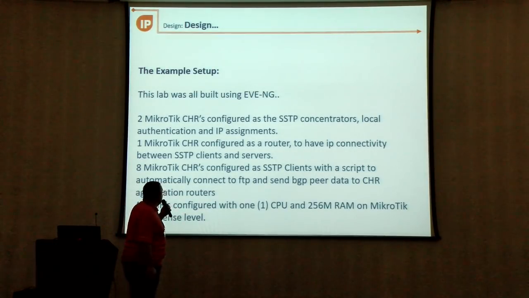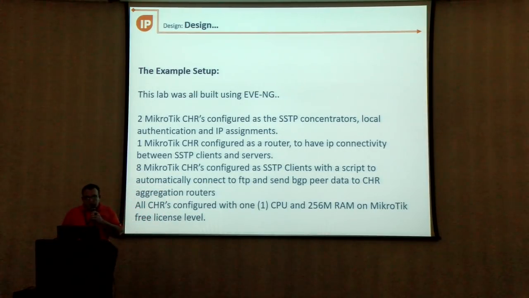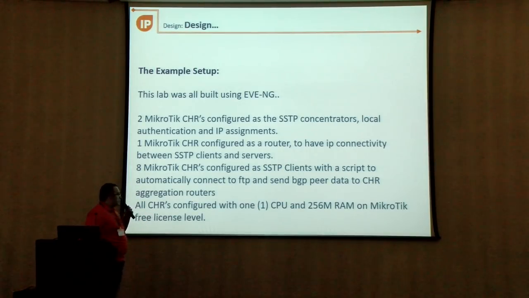The example setup is done in EVE-NG. Two MikroTik CHRs are configured as the SSTP concentrators, with local authentication and IP assignments. So no RADIUS server, nothing like that. We have the pool, we have the one user, and that's pretty much it. One MikroTik CHR is configured as a router. Its role is just to provide the IP connectivity between the endpoint devices and the two CHRs. All CHRs are configured with one CPU, 256 megabytes of RAM, on a MikroTik free license level.